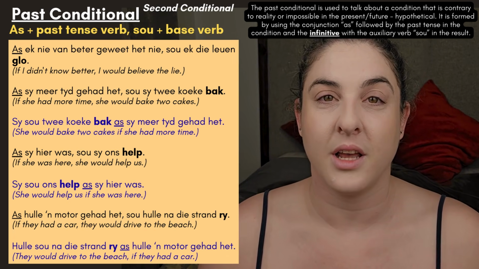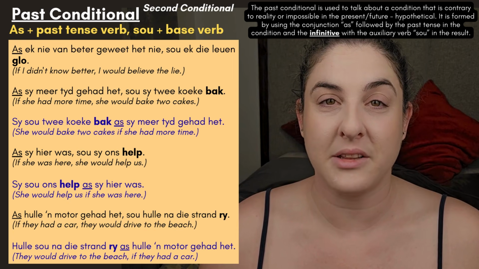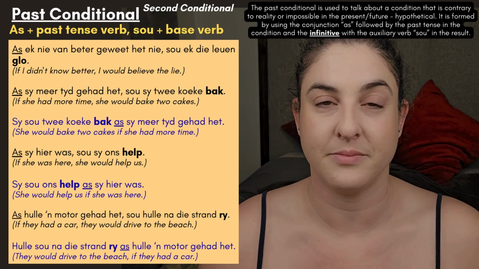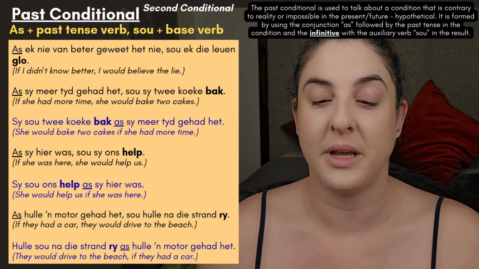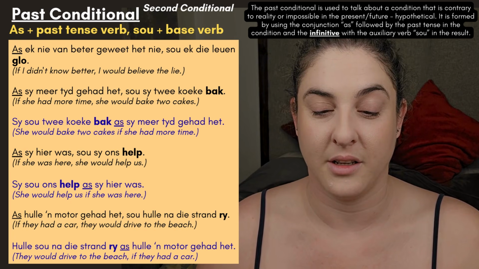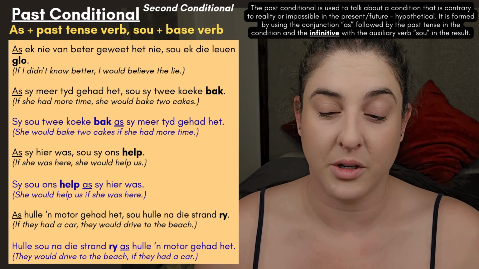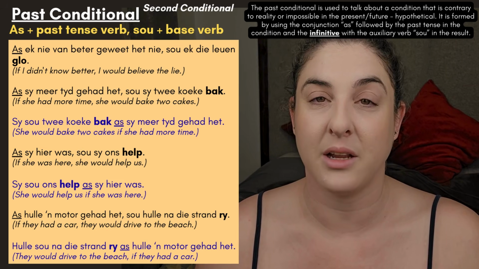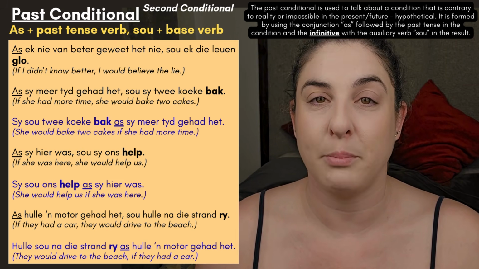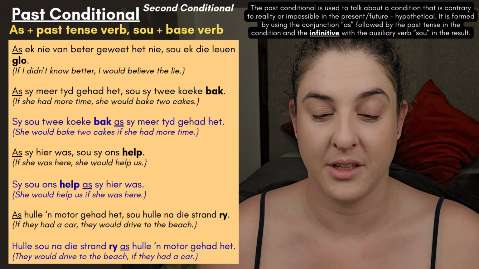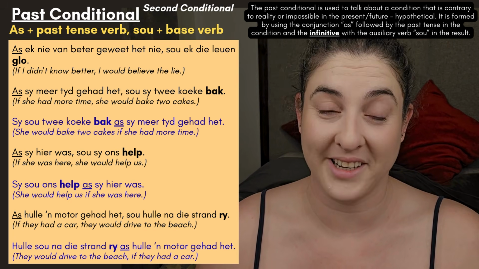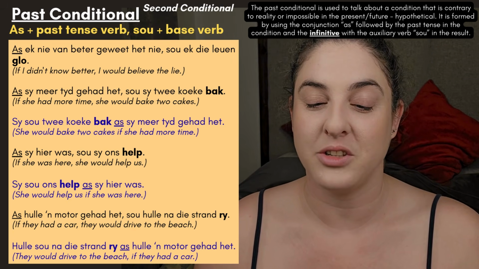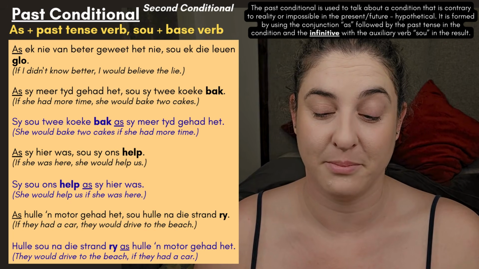So the examples: As ek nie van beter geweet het nie, sou ek die leuen glo. If I didn't know better, I would believe the lie. As sy meer tyd gehad het, sou sy 2 koeke bak. If she had more time, she would bake 2 cakes. Sy sou 2 koeke bak as sy meer tyd gehad het. She would bake 2 cakes if she had more time.